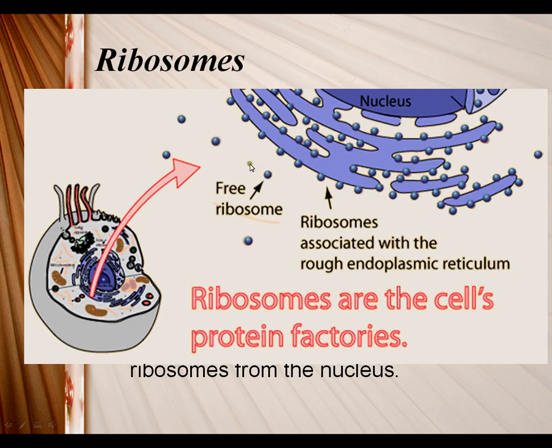Here's a picture. Most of the time ribosomes are drawn as just tiny little dots, because in reality that's what they look like, tiny little dots. In this hand-drawn picture of the cell, these little tiny blue things would represent the ribosomes. They're the smallest organelles in the cell. And here it's showing them on the endoplasmic reticulum, which is often attached to the nucleus.